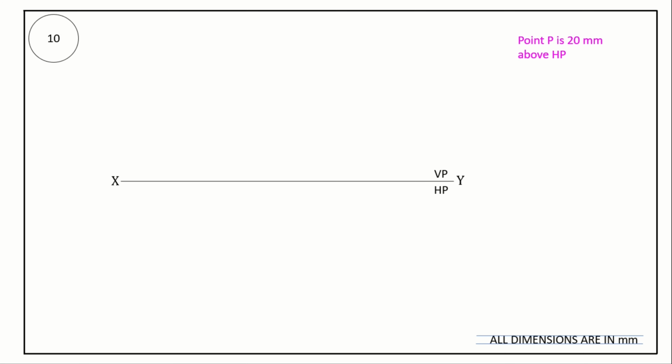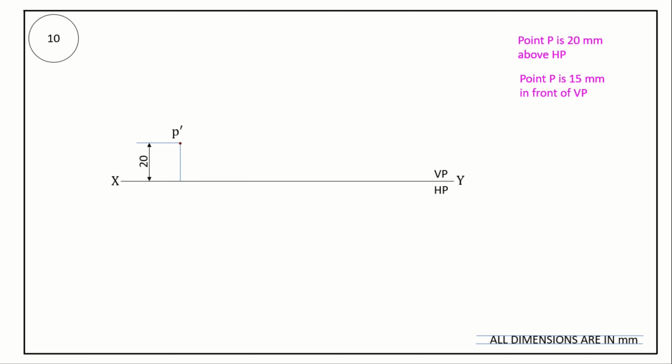It is given point P is 20 mm above HP. So the front view of the point P, that is P dash, is 20 mm above XY. From reference line measure 20 mm, mark the point P dash. This point P dash is 20 mm above XY.